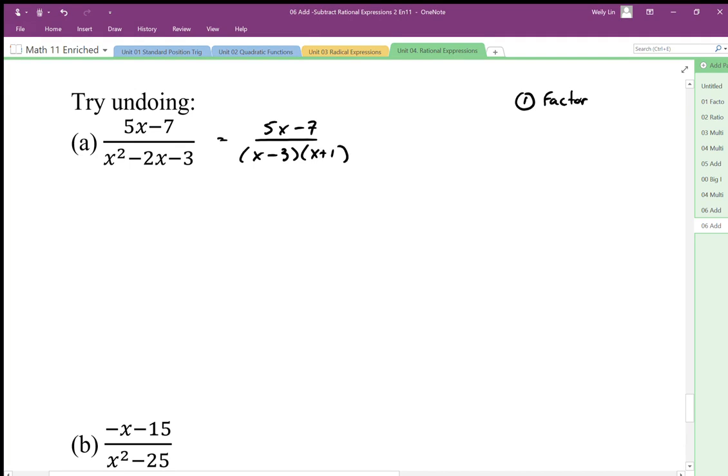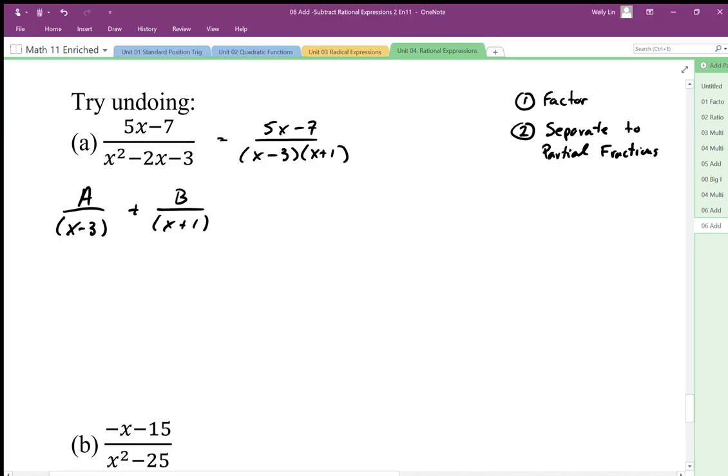Okay, the second step is separate to partial fractions. So when I separate it to partial fractions, I need to generalize the numerator. So I end up with a over x minus 3, actually maybe I'll use an a so we don't confuse that. And I'm going to say plus b over x plus 1. Okay? So the third step is add back together.